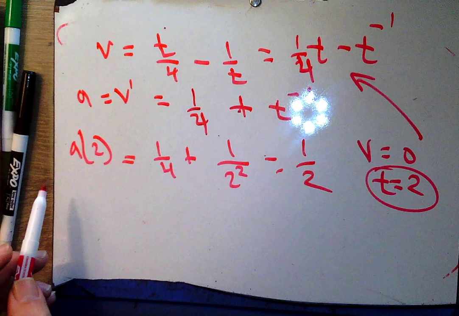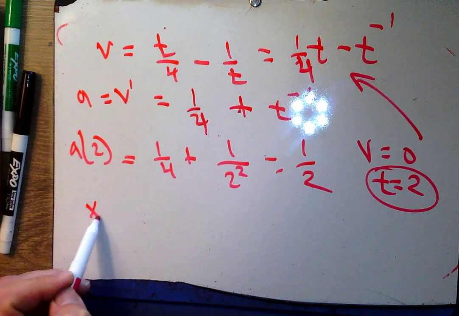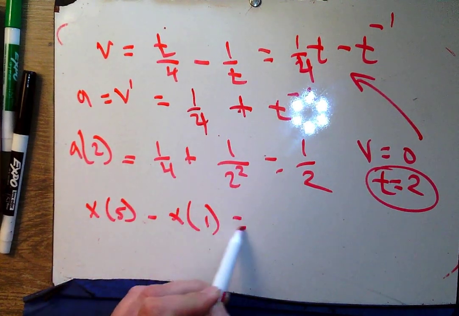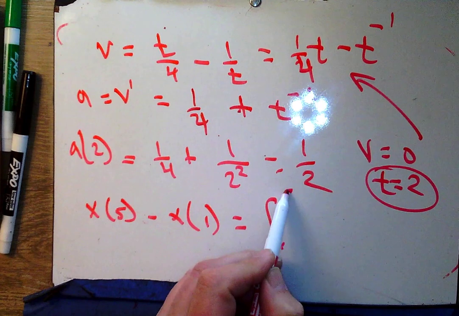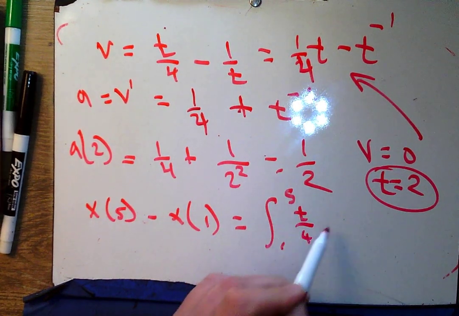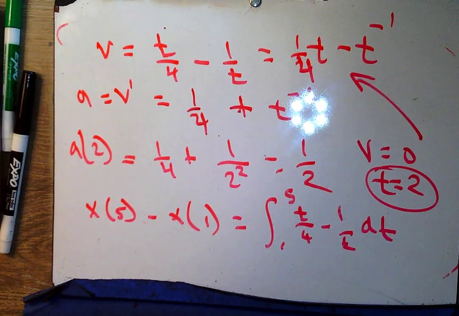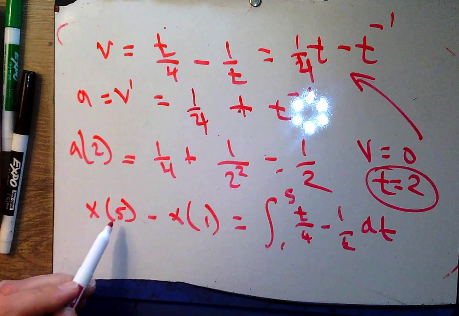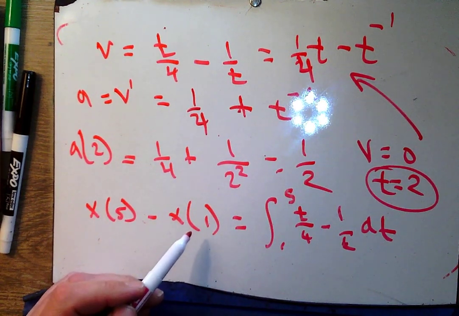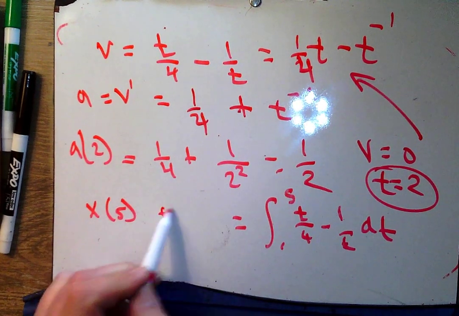We're looking for x of 5. Okay, so x of 5 minus x of 1 equals the integral from 1 to 5 of t over 4 minus 1 over t dt. Okay, this is the thing we're looking for. They tell us that this amount is minus 3. So minus or plus 3.